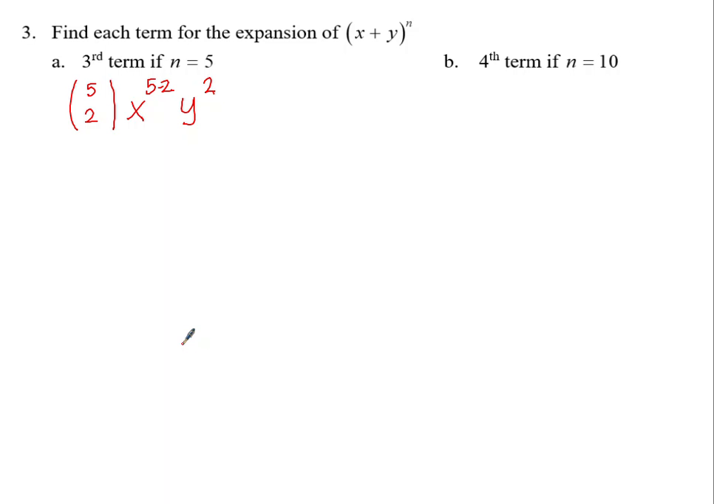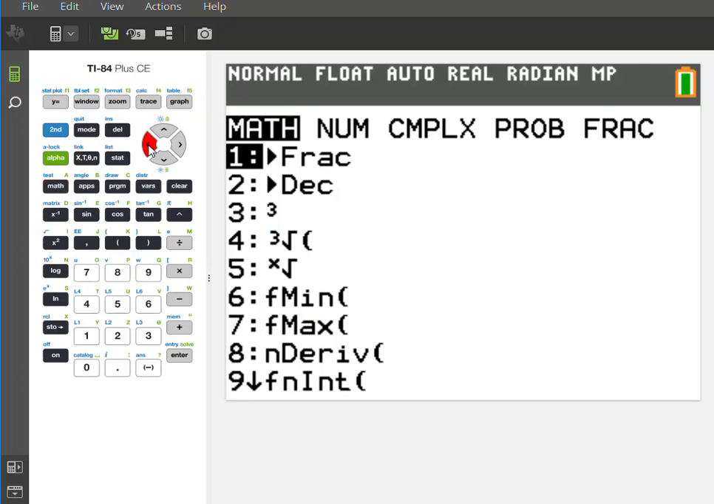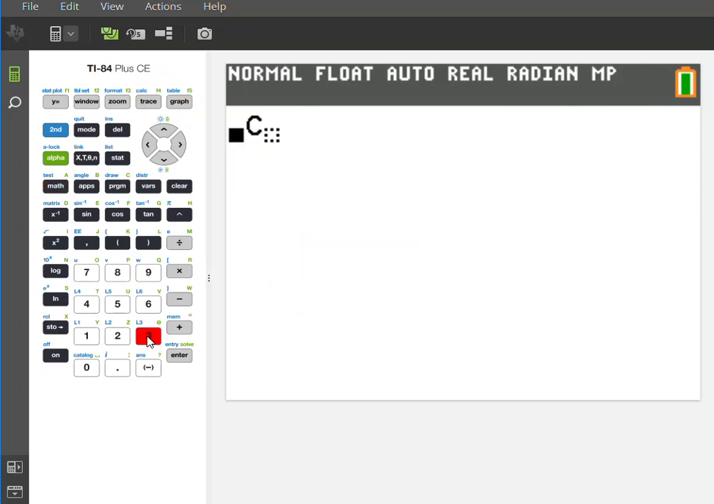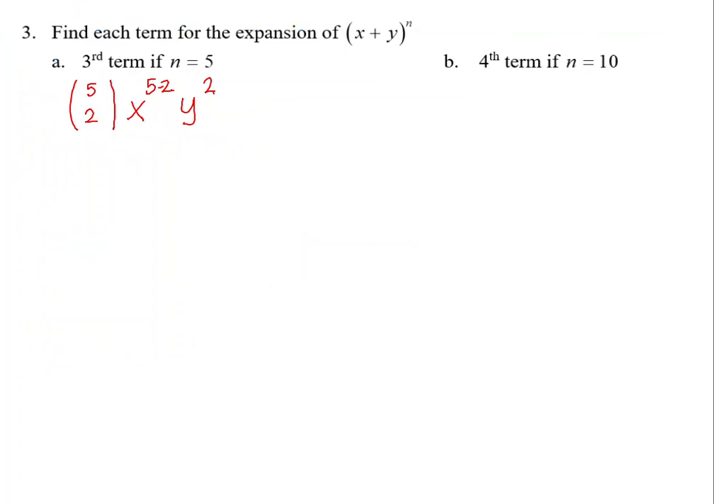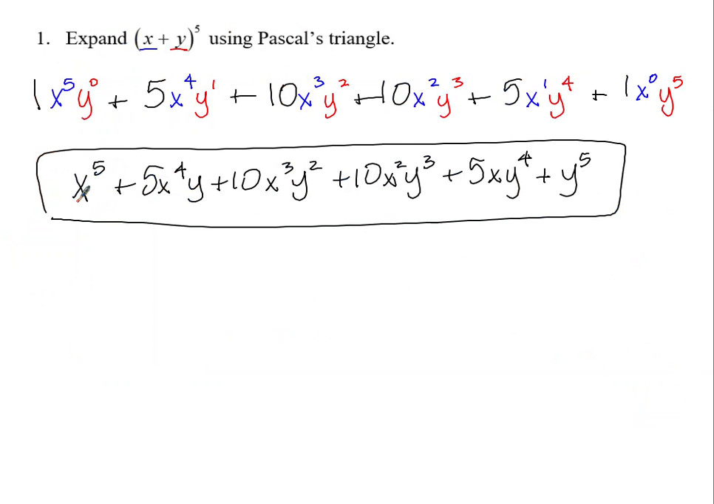So let's go to our calculator and figure out what 5 choose 2 is. If you go to Math, go over to Prob, and choose number 3, 5 choose 2 is 10. So we would have 10x cubed y squared. And we can go back to our previous example and verify this. So if we go back to problem number 1, the third term is 10x cubed y squared.